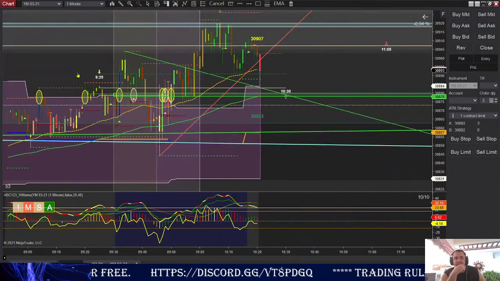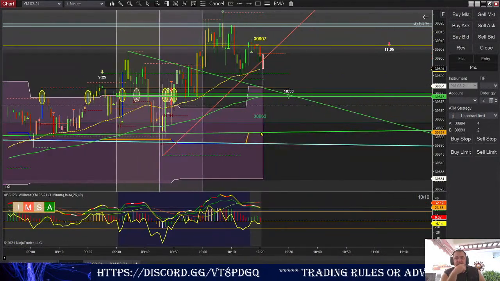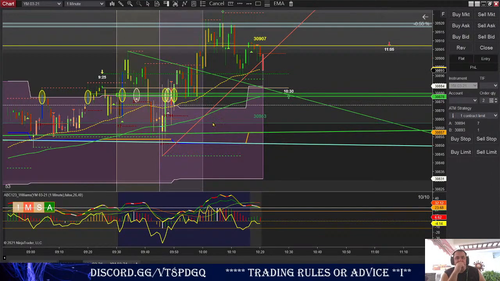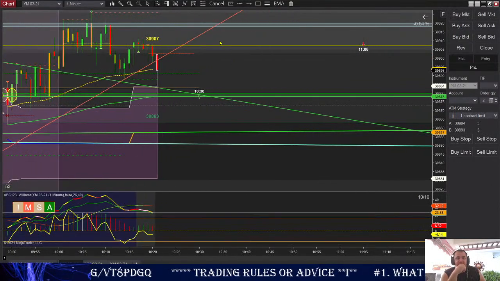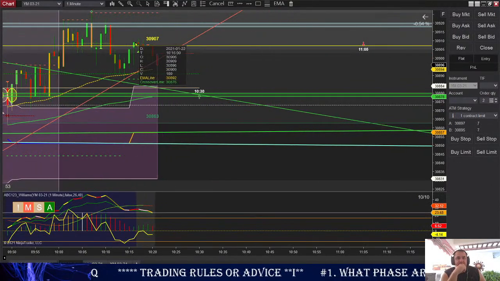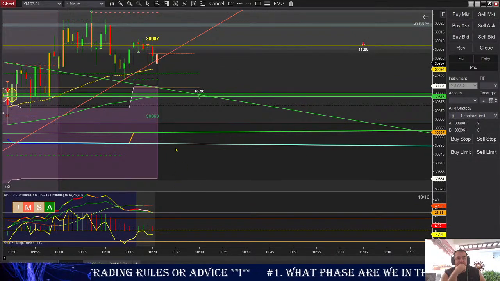I don't like that trend cloud though. So this could be where our target is originally. We got some resistance here. Let's see if she's breaking down. What time is this? 15. There's our 15 time, right here.